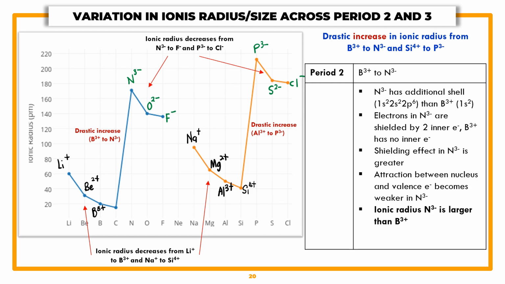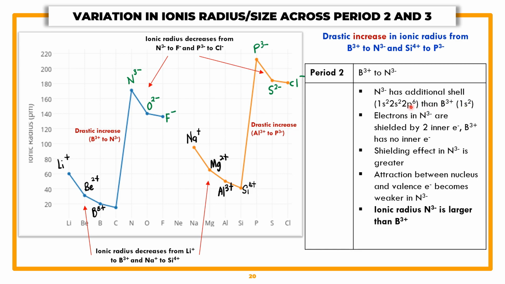Dalam bahagian yang kedua, we are going to discuss the drastic changes between boron 3 plus and N3 minus dalam period 2 dan juga between silicon 4 plus ion and phosphorus 3 minus in period 3. So at this area, we can see there is a drastic increase in ionic size from boron 3 plus to nitrogen 3 minus. Okay, kenapa boleh jadi macam ni? Disebabkan oleh nitrogen ion has additional shell, that is 1s2, 2s2, 2p6 berbanding boron 3 plus yang hanya ada 1s2 sahaja. So these two are the ionic electron configuration.